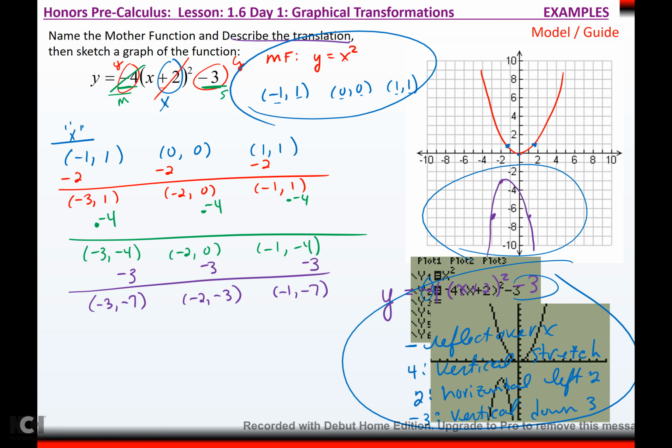If you can see under all my writing, mine's pretty darn close. No, mine is not. Oh, it's -1, -7. Sorry, I made that too wide. See, it's good to check.